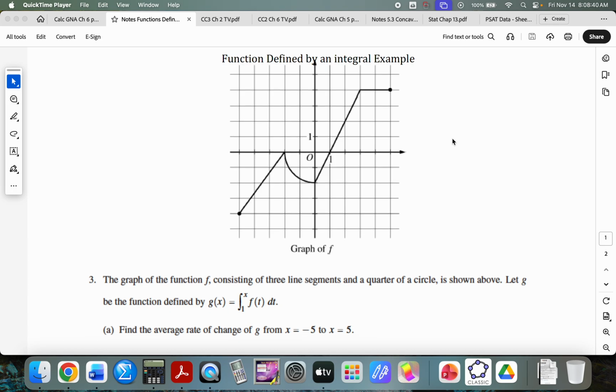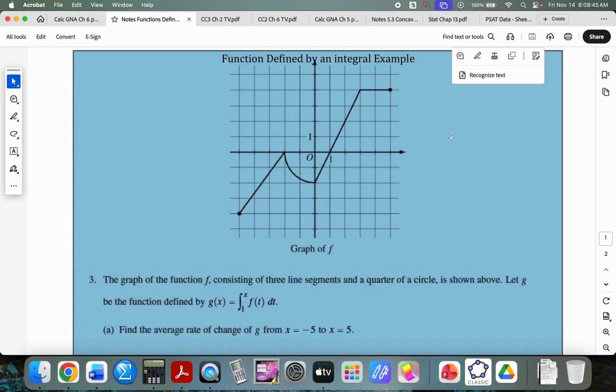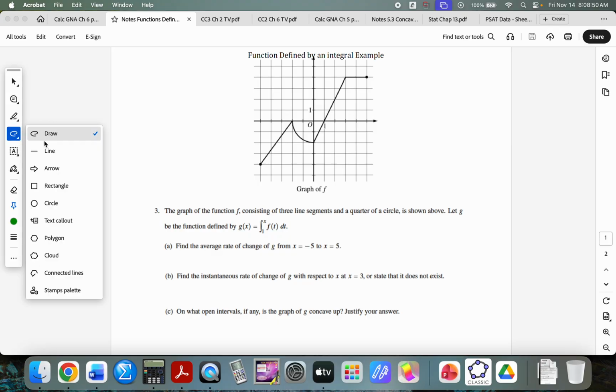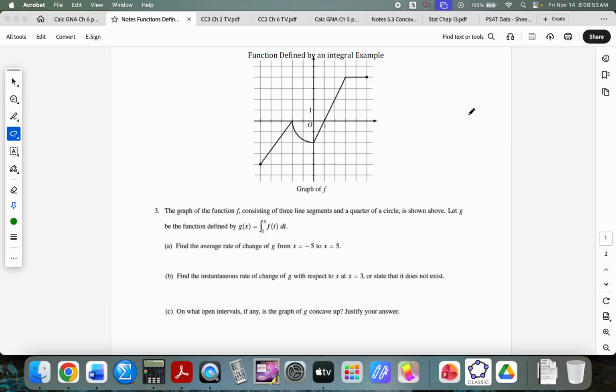So this is right off of an AP exam. The graph of the function f consisting of 3 line segments and a quarter of a circle is shown above. Let g be the function given by g of x is the integral from 1 to x of f of t dt. So this is a little bit easier than the one that we did where there was a 2x minus the integral, where it made it a little more difficult. Find the average rate of change of g from x equals negative 5 to x equals 5.